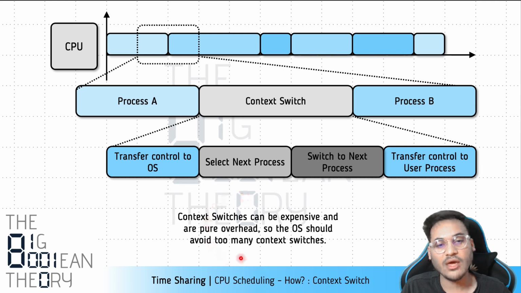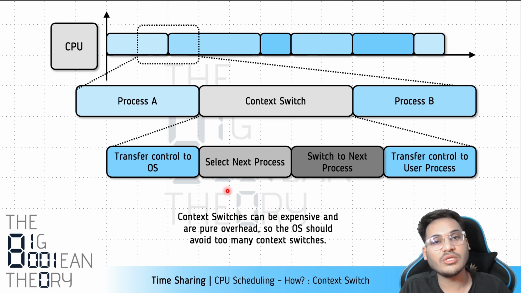Switching from one process to another also has a delay, because one process builds up the state and suddenly you switch to another process. Different parts of the system, the memory, all of these build state, and when you change, there is a delay. So context switch is expensive and it is pure overhead. So the operating system should limit the number of context switches.